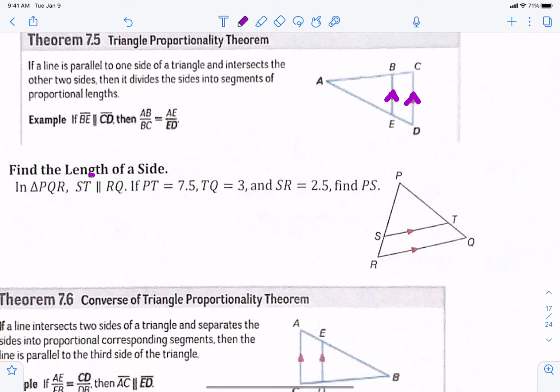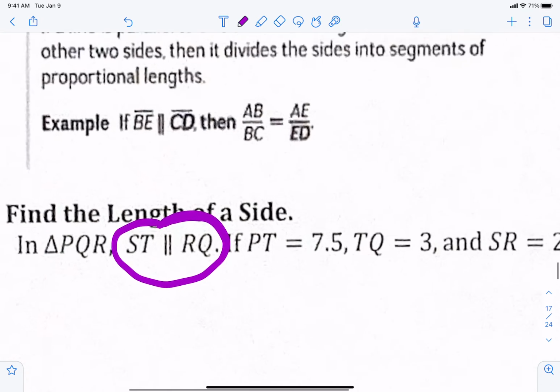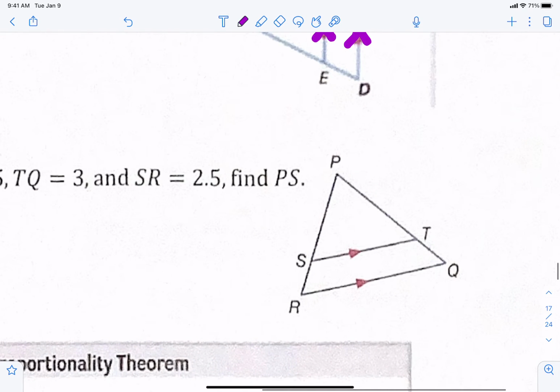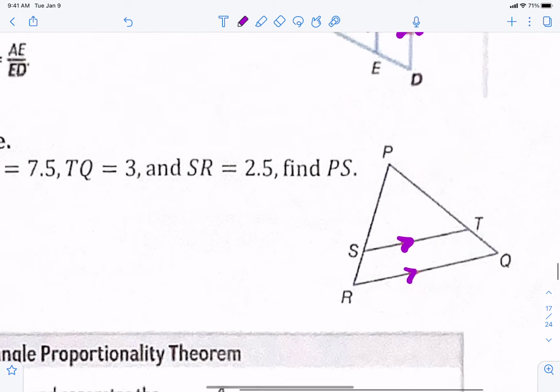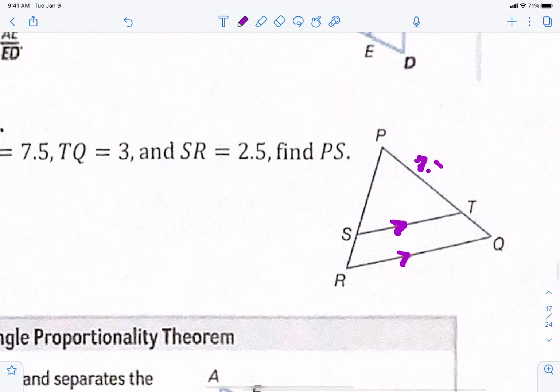It says that ST is parallel to RQ. Do you see that symbol right there? ST is parallel to RQ, but they've also labeled it with the little arrows. Label some things. PT is 7.5. TQ is 3, that little distance there. SR is 2.5, and they want to know PS, so that's what we're trying to find.